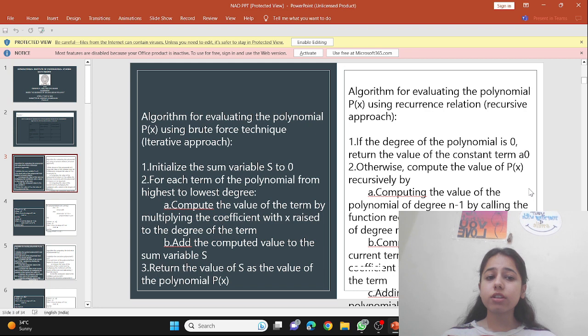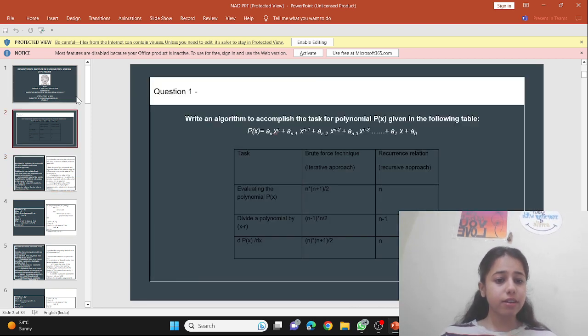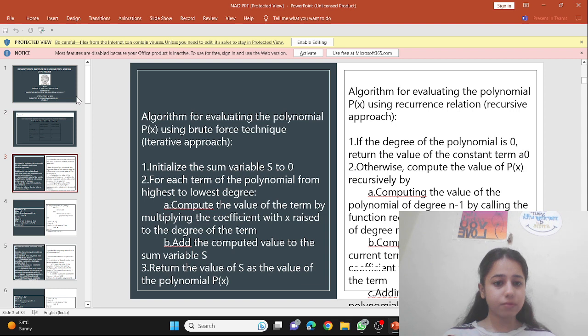Now the algorithm for evaluating the polynomial P(x) by using the recurrence relation, the second approach. The first step is, if the degree of the polynomial is 0, then return the value of the constant term a0. अगर polynomial की degree 0 है तो अपन को constant term a0 की value return करना है.